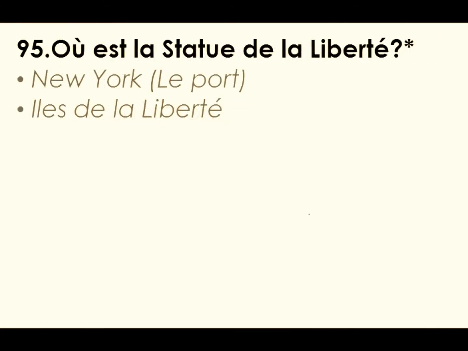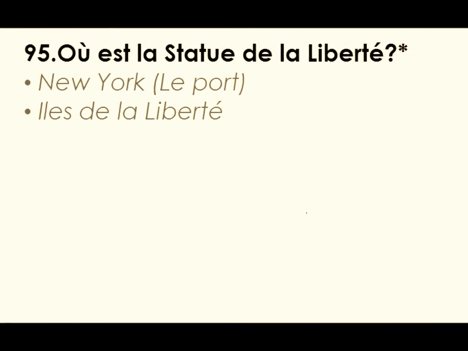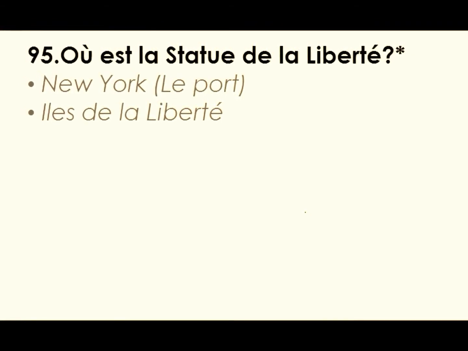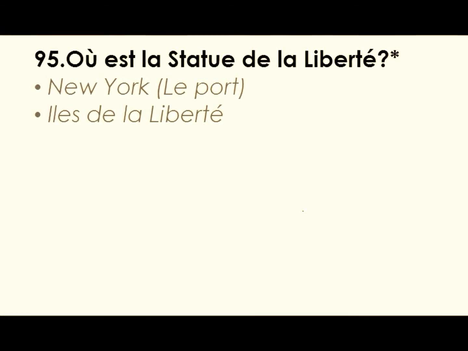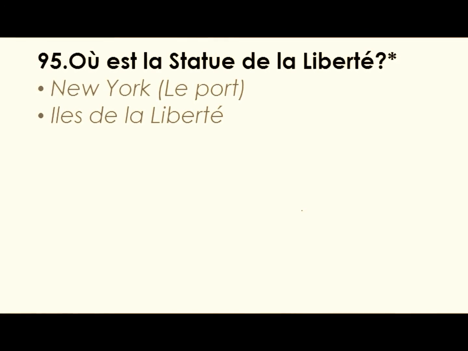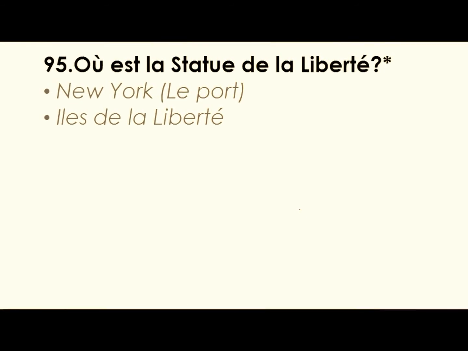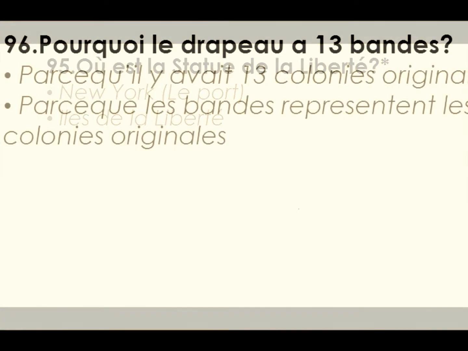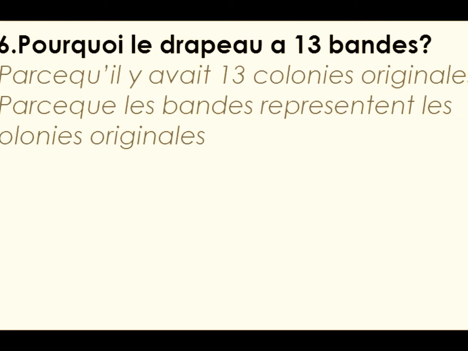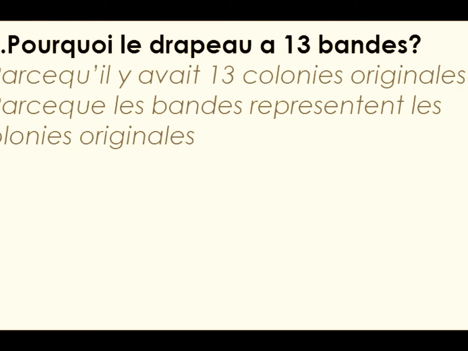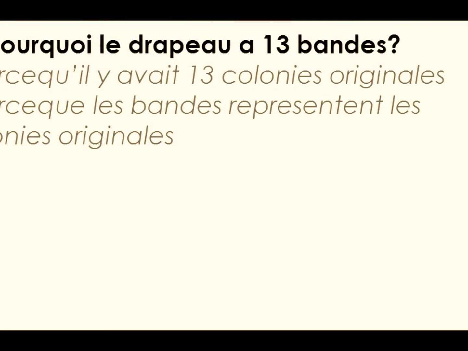Where is the Statue of Liberty? New York Harbor. Liberty Island. Also acceptable are New Jersey, near New York City, and on the Hudson River. Why does the flag have 13 stripes? Because there were 13 original colonies. Because the stripes represent the original colonies.